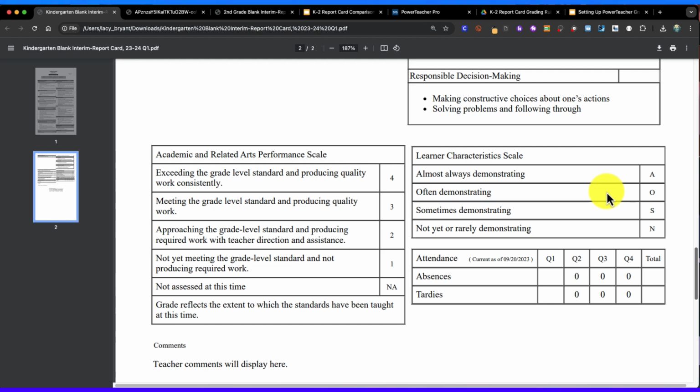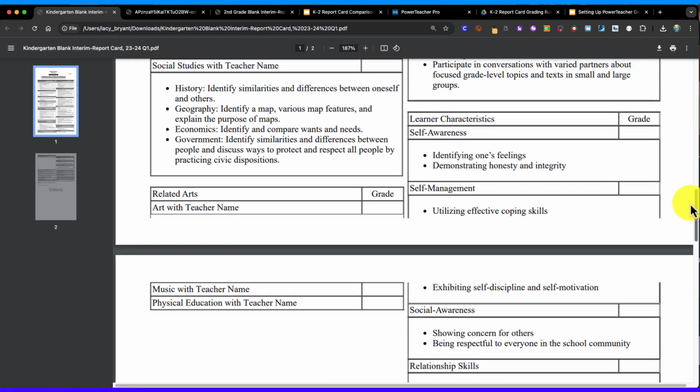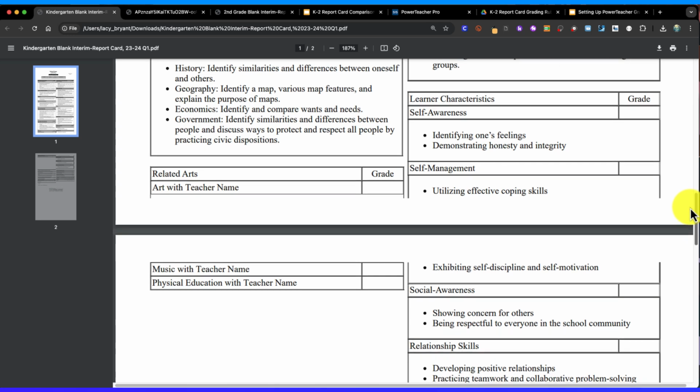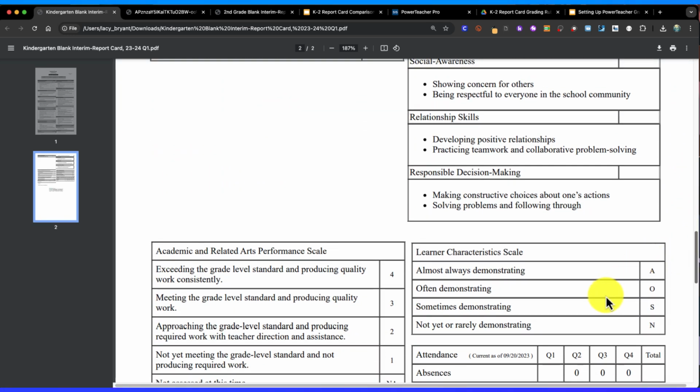Teachers should take care to ensure all students have a learner characteristic scale rating in all of these 5 areas under learner characteristics, based on what the student is able to demonstrate up to that time period.